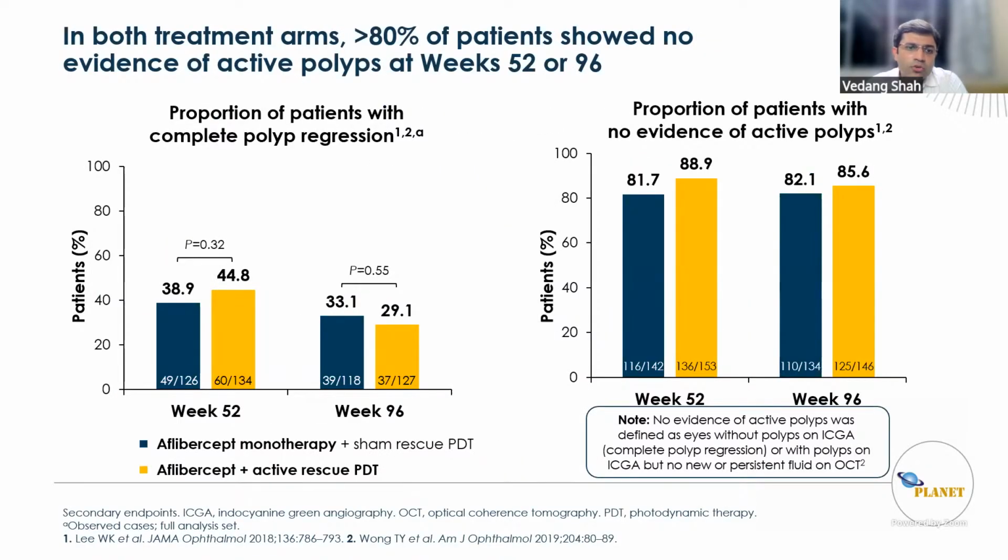If you look at the evidence of active polyps at 52 and 96 weeks, it was found that the proportion of patients with active polyps was much lesser in patients with aflibercept monotherapy, and very similar to those who received aflibercept with active rescue PDT as well.